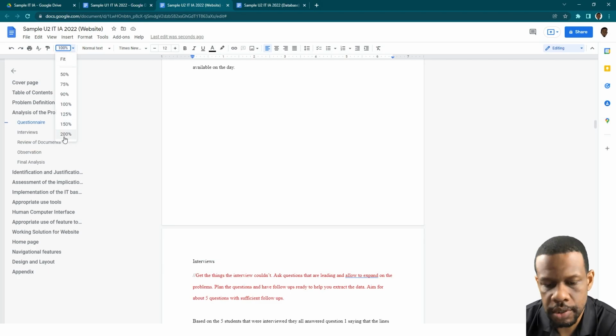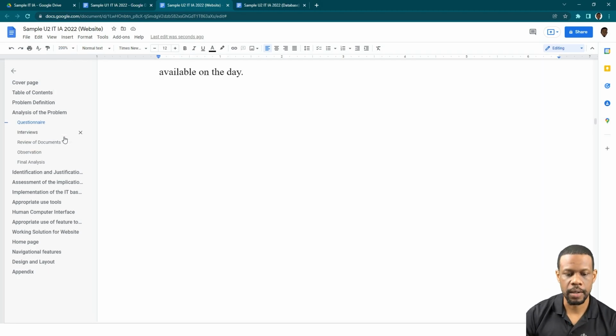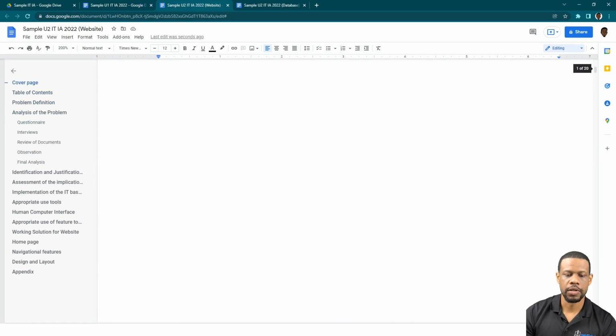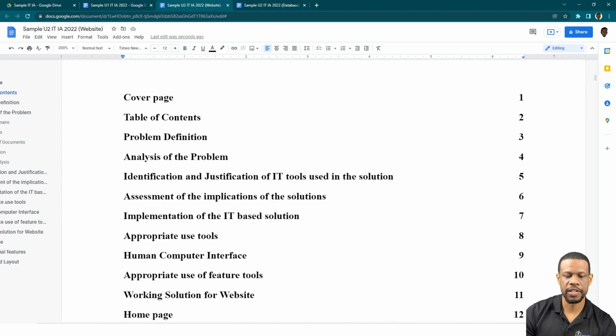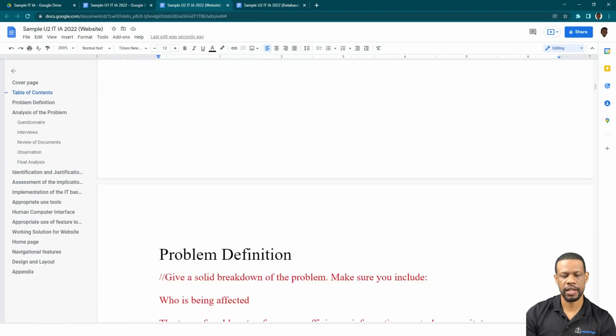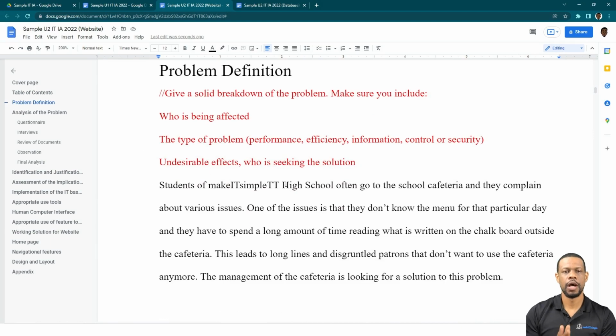Alright, so now I can zoom in and I'll show you what I copied and why I copied it. According to the IA, I'm supposed to have the problem definition and analysis of the problem, which I have here. However, with the syllabus that we have, it isn't very clear on what you have to do differently with respect to the problem definition for Unit 2.